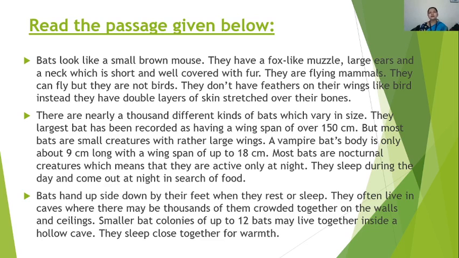They have a fox like muzzle, large ears, and a neck which is short and well covered with fur. They are flying mammals. What are mammals? Mammals are the ones that feed their babies. Okay? They can fly, but they are not birds. They don't have feathers on their wings like birds. Instead, they have double layers of skin stretched over their bones.